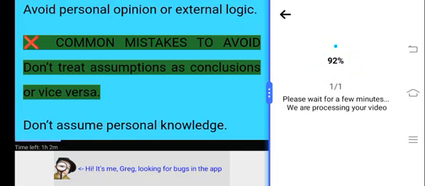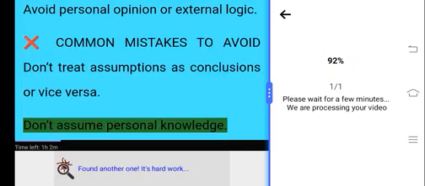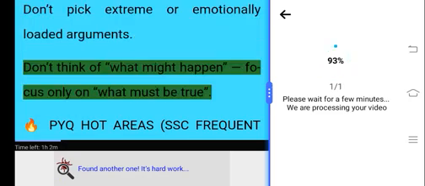Common mistakes to avoid: don't treat assumptions as conclusions or vice versa. Don't assume personal knowledge. Don't pick extreme or emotionally loaded arguments. Don't think of what might happen. Focus only on what must be true.